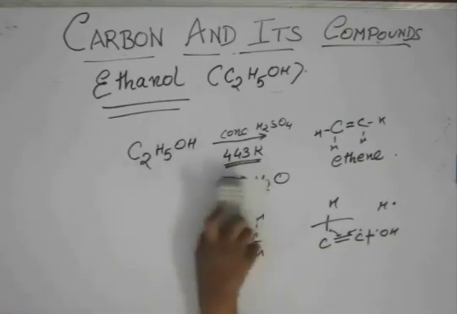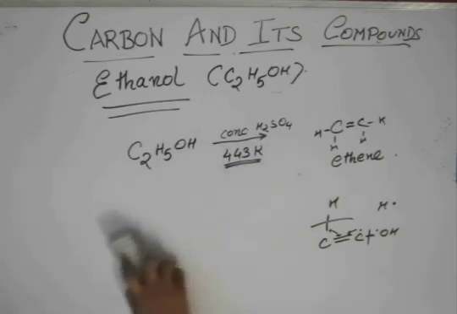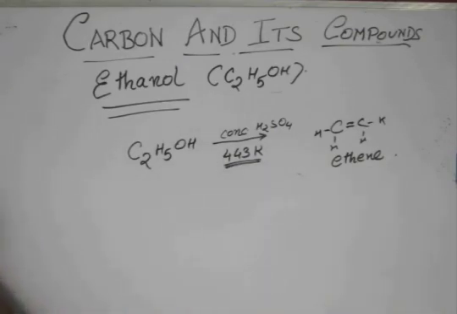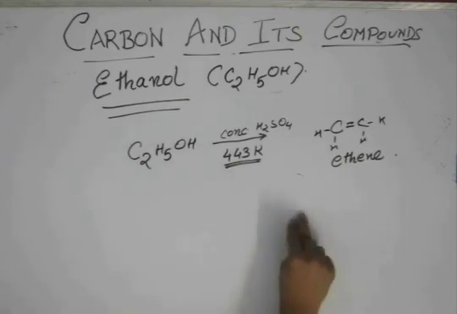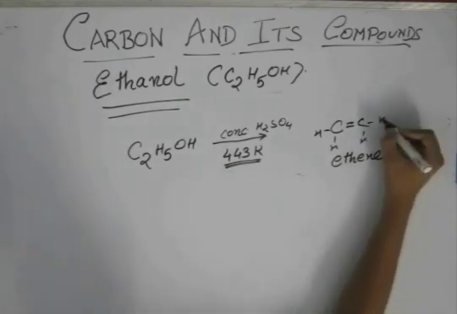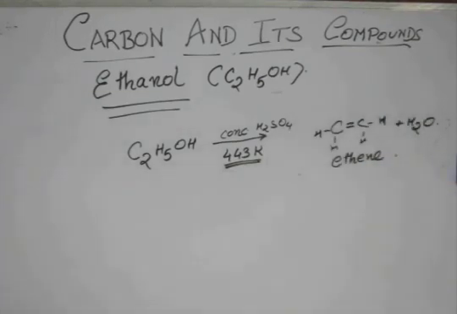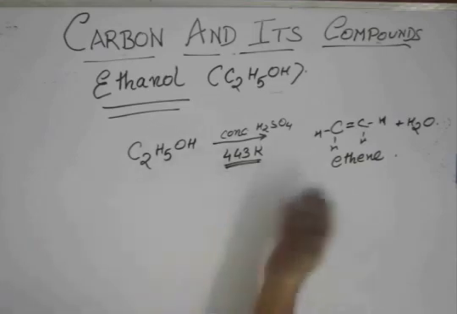So basically, just remove hydrogen from one carbon atom, the carbon atom not containing the OH group, and the OH group you remove from the other carbon atom, and just join the two carbon atoms with a double bond. So this will give ethene and obviously water. And this is balanced.